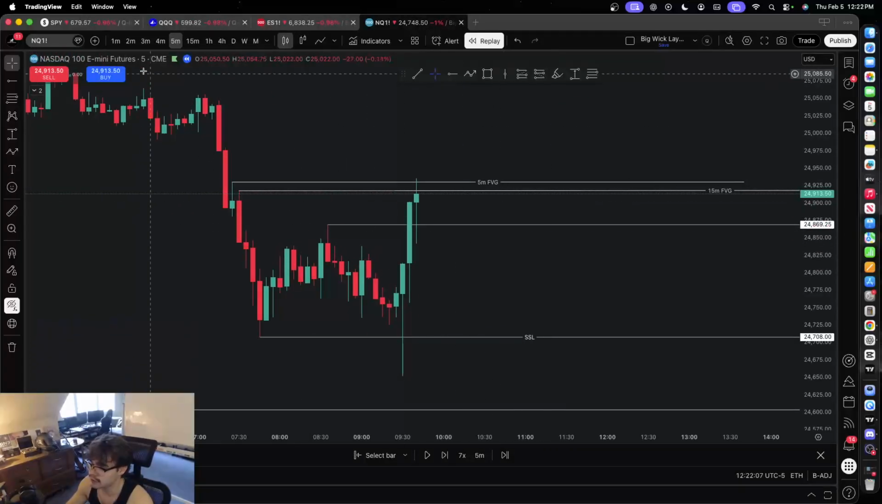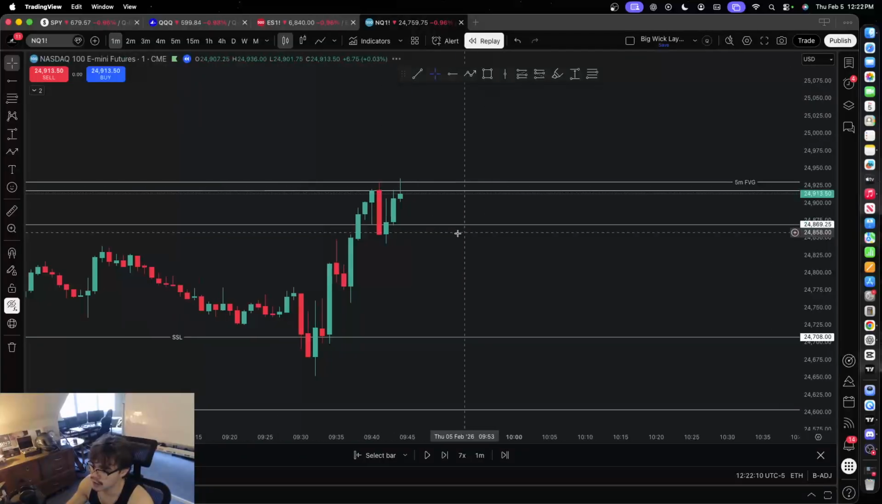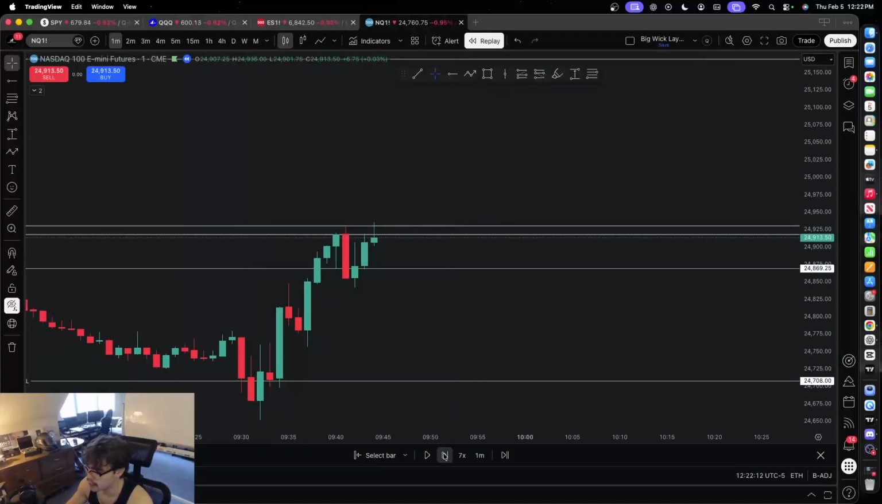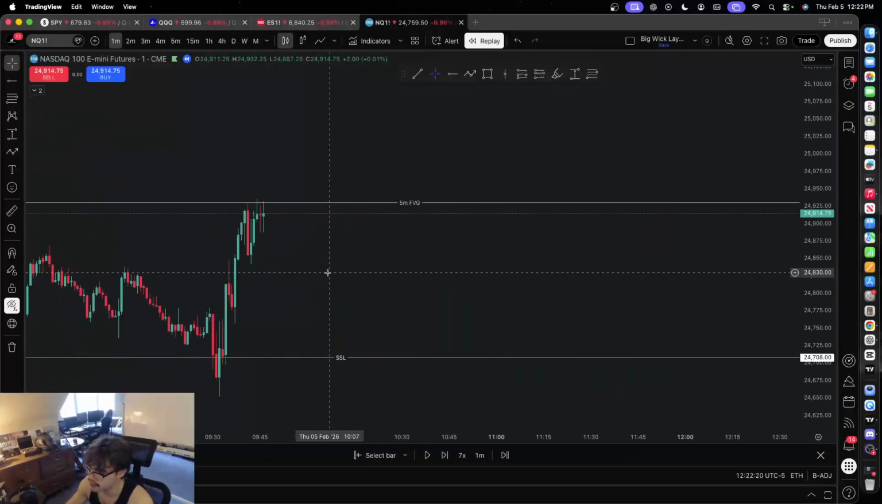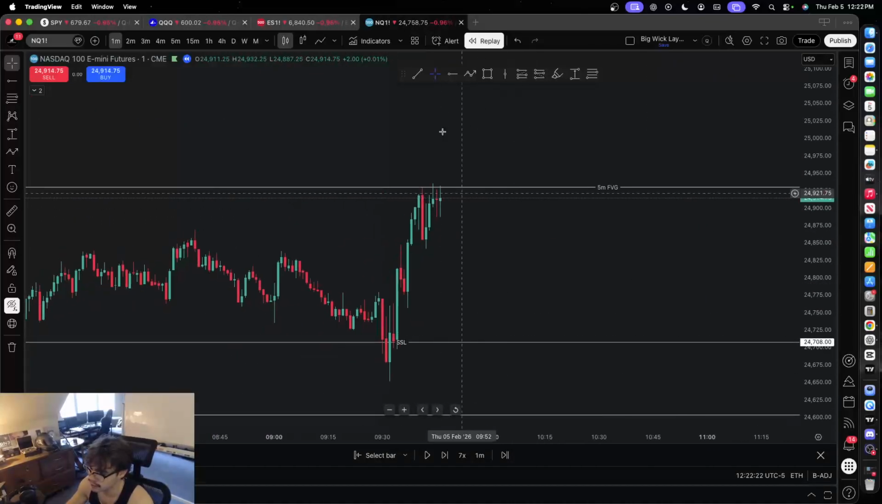We are now in a point of interest. I'm looking for the same kind of thing as a setup. So I want to see some volume or some displacement out of these 5 minute, I think it's a 5 minute fair value gap. I'm forgetting all the time. 5 minute fair value gap, right? I want to see something displace out of it and push lower, right?